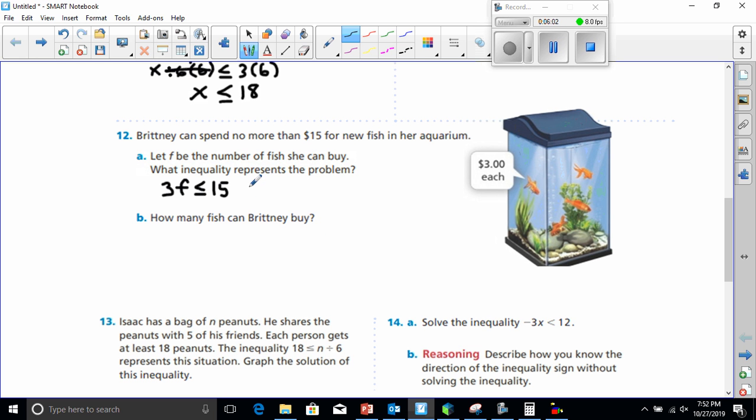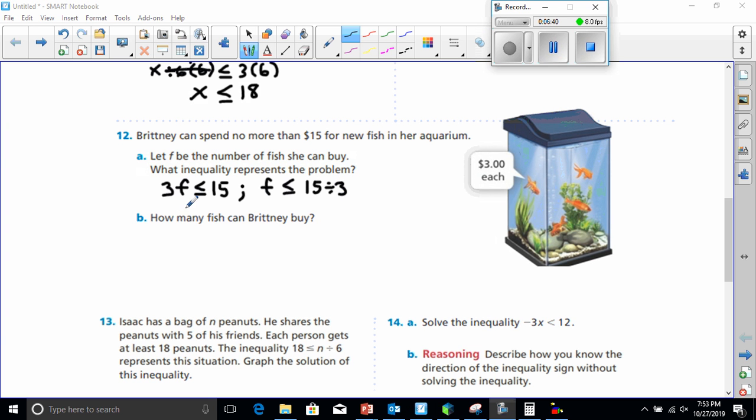Now, another way you could write this would be F is less than or equal to 15 times 3. Oh, I'm sorry, 15 divided by 3. My apologies. I would have had to divide 3 away from the 3F, so I would have had to divide on this side as well.